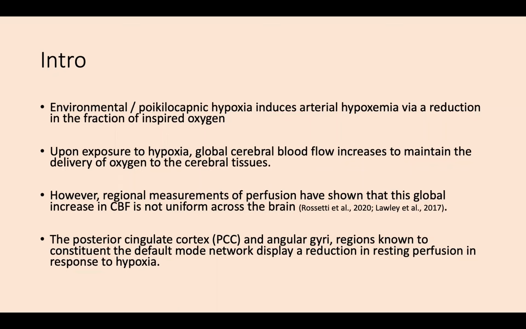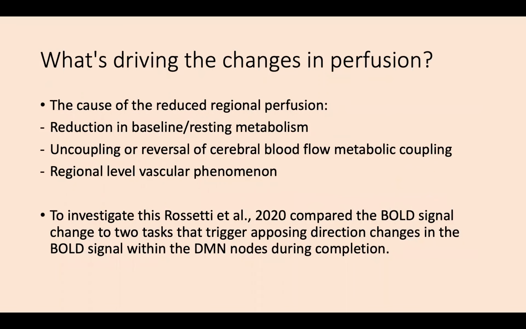Posterior regions of the brain, particularly the posterior cingulate cortex and angular gyri, have been shown to have a reduced perfusion during hypoxia compared to normoxia. These regions form major nodes in the default mode network of brain activity, suggesting that this observation may be specific to this network of spatially connected regions. The cause of reduced perfusion can be brought down to three main mechanisms.